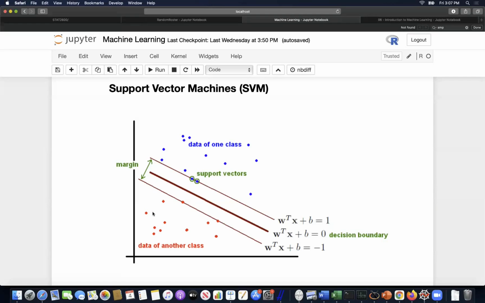A support vector machine will try to separate this data using a line. And let's say this is your line. This is your decision boundary. Anything to the right of the decision boundary is going to be classified as the blue class. Anything to the left of this line is going to get classified as the red class.